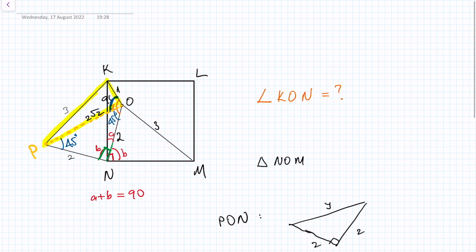Well, that means this is 90. So what we have in total is that we have 90 there, 45 there. So the total angle is 135 degrees. That's the answer. X is equal to 135 degrees.